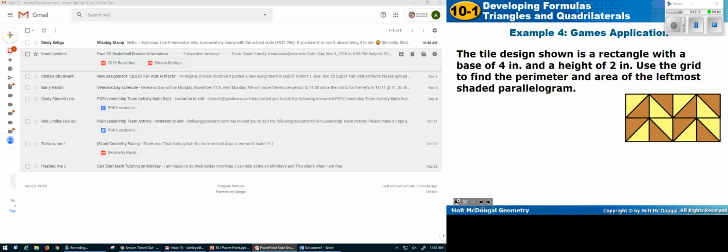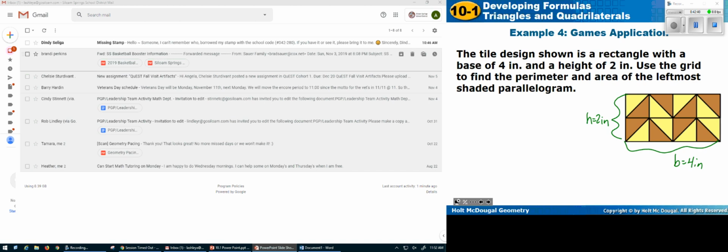So the tile design shown is a rectangle with a base of 4 inches. So the base is 4 inches, and what's the height? 2. You can go ahead and check it. Javi, you're the last one. The height is what? 2 inches. So if we have a base of 4 and a height of 2, and it says use the grid to find the perimeter and area of the leftmost shaded parallelogram.